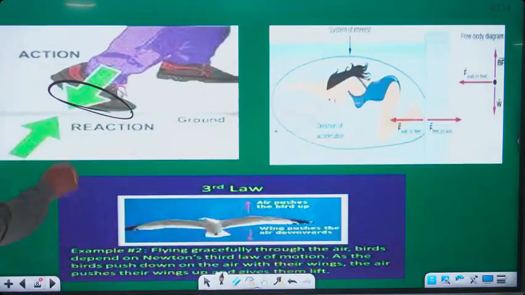At the same time, the ground is also exerting some equal and opposite force on the legs. That is the reason why we are able to walk very much comfortably.